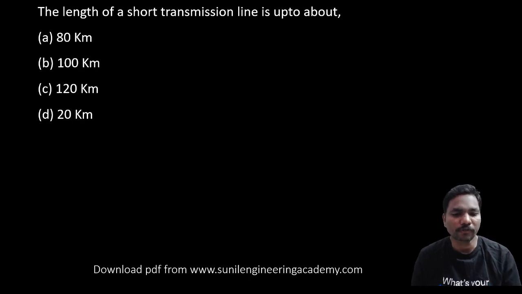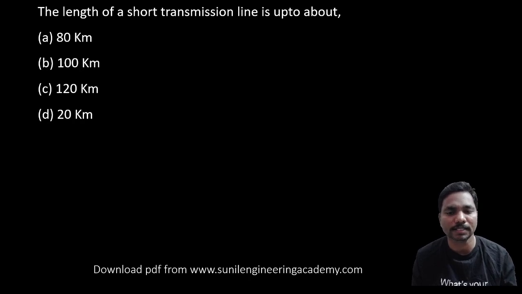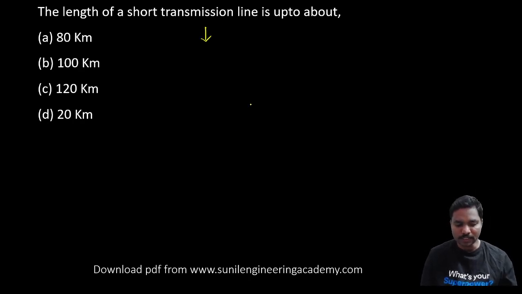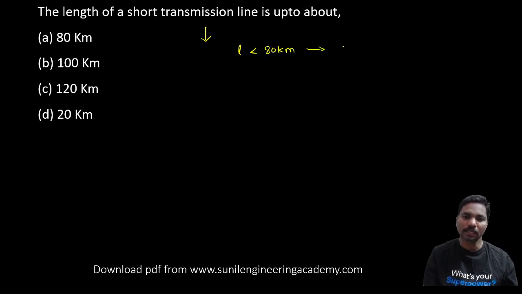Okay, let us start. The questions belong to transmission and distribution. Coming to the first question, the length of short transmission lines is up to about dash. We know the classification. This is a very basic question. Whenever the length of the transmission line is less than 80 kilometers, we can say those are short transmission lines.